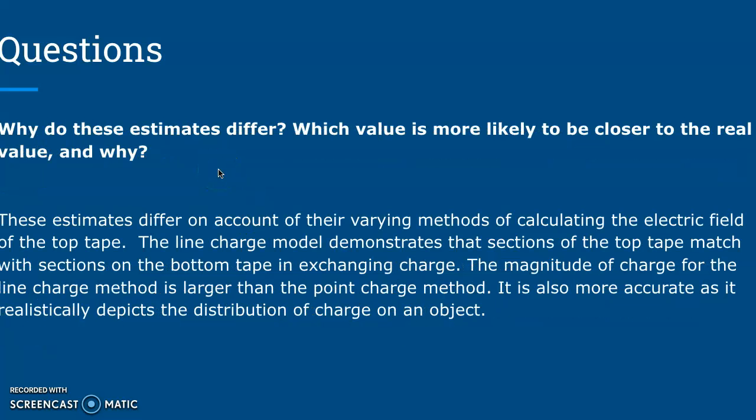Why do these estimates differ? Which value is more likely to be closer to the real value, and why? So I said that these estimates differ on account of their varying methods of calculating the electric field of the top tape. The line charge model used in this lab demonstrates that the sections of the top tape match with sections on the bottom tape in exchanging charge. The magnitude of the charge for the line charge method is larger than the point charge method, but is also more accurate as it more realistically depicts the distribution of charge on an object.